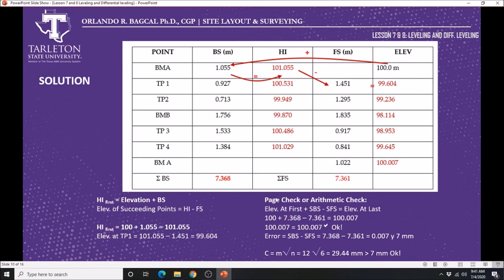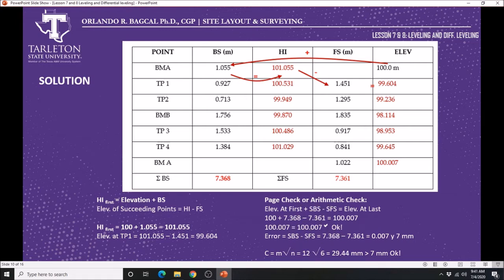And one thing that you need to perform is what we call a page check or the arithmetic check in order to ensure that what you have calculated is all correct. As I mentioned a while ago, the elevation of the first plus the sum of the backsight minus the sum of the foresight must be equal to the last. In this particular case, 100 plus your backsight minus your foresight must be equal to 100.07. That's your last one. So in this case here, your calculation is correct.